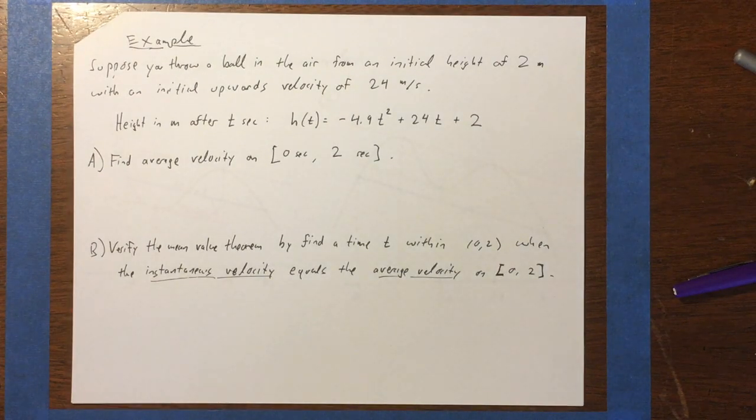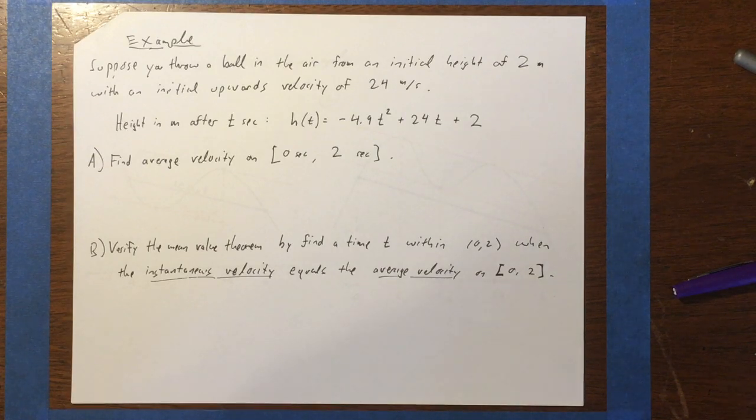All right, we're going to go ahead and look at an example that involves motion. This is going to be like a linear motion problem. So this is throwing a ball in the air. And this is going to be an example where we compare average velocity to instantaneous velocity and basically verify the mean value theorem for this real world model.